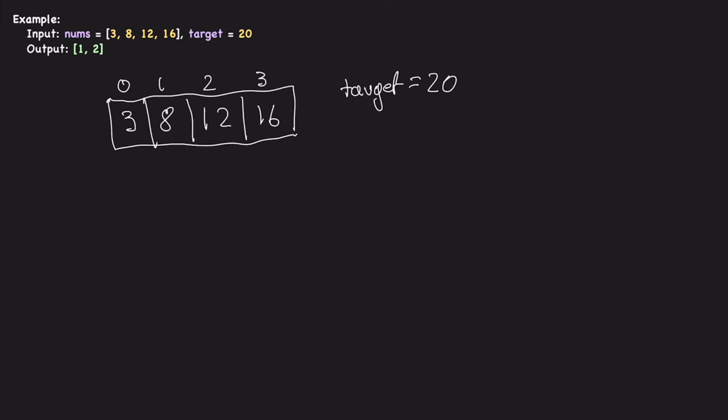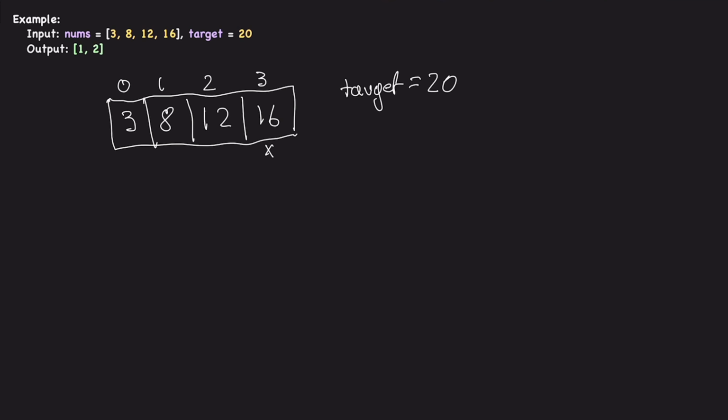So the way it would work is that we would start from the first element and go through all the following elements in that array and compute a sum. So 3 plus 8 is 11. It's not our solution. 3 plus 12 is 15. It's not 20, so it's not our solution. 3 plus 16 is 19. Again, it's not our solution. That way, we just eliminated 3. So the 3 can never be a part of our solution.